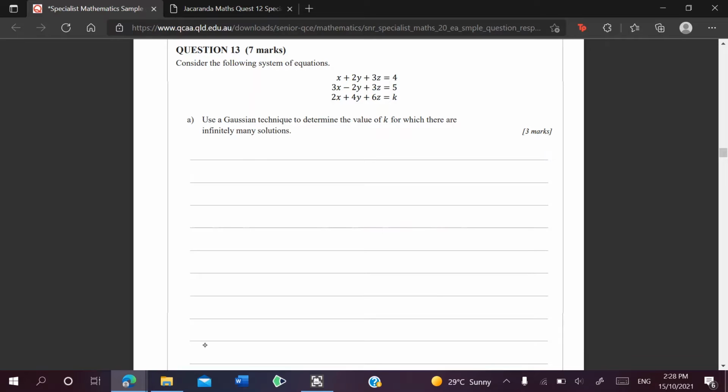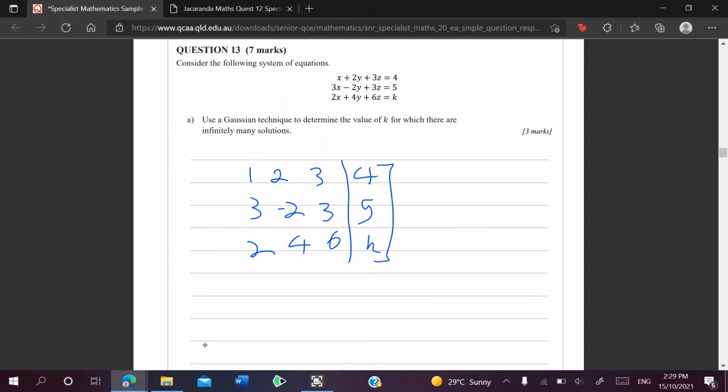Now I can see here we have to use equation technique to determine the value of k for which there are infinitely many solutions. Now, we'll just turn the equations above into matrices, so we'll just go ahead and do that now. So we've just done that now.